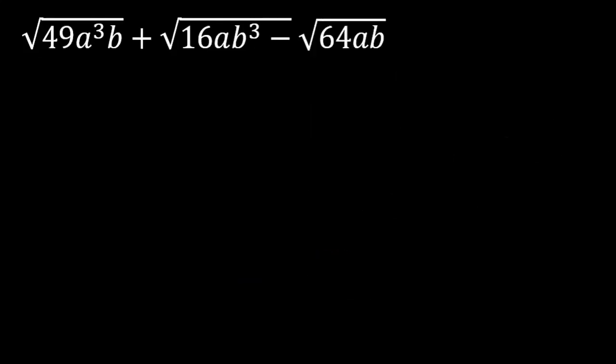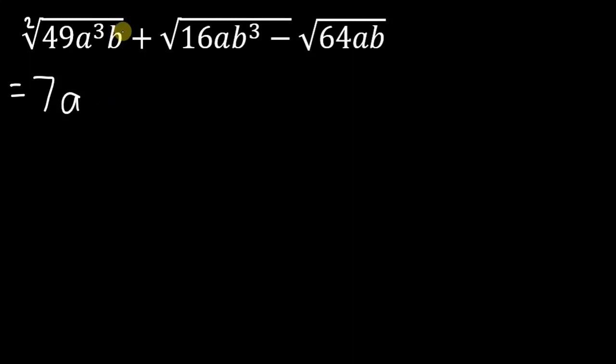How about this? Square root of 49a cubed b plus square root of 16ab cubed minus square root of 64ab. Okay, so pwede siyang ganito. Square root ng 49, that is equal to 7. How about square root ng a cubed? So meron tayong index dito na 2. And so pagawin lang natin, so ilang 2 meron sa 3. So merong isa. So that is a. So 8 na lang yan.